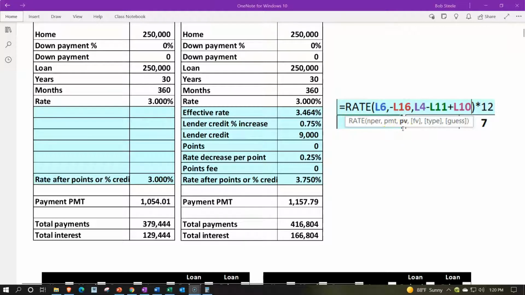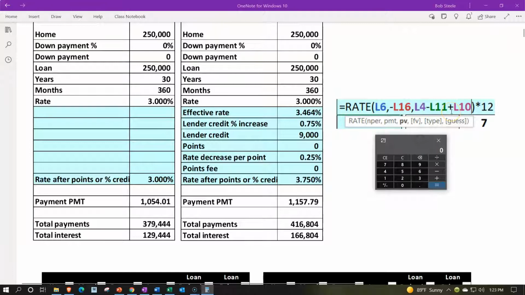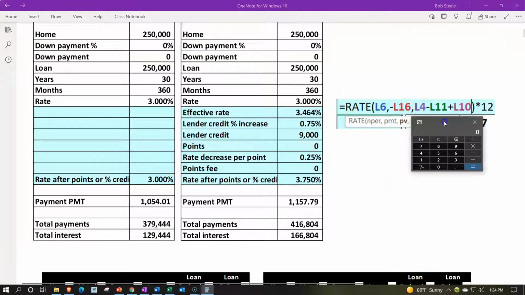The present value, and this is where the twist is, it's going to be the $250,000, and then we add the $9,000 of the lender credit that we're receiving. So we've got the $250,000 and the $9,000. This other negative has to do with points. We close that up times 12. That gives us the effective rate of 3.464%, which is greater than the 3% if we didn't have the lender credit. So in essence, the twist here is the result of the inflow in period 0.